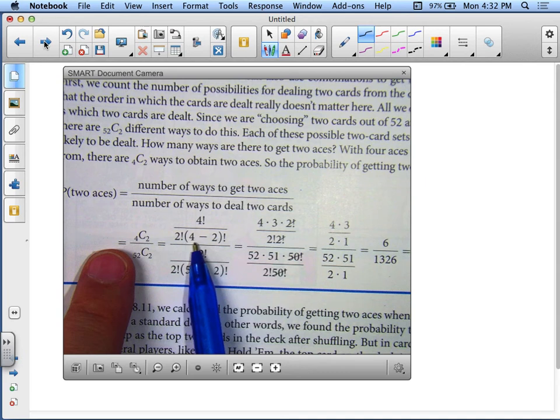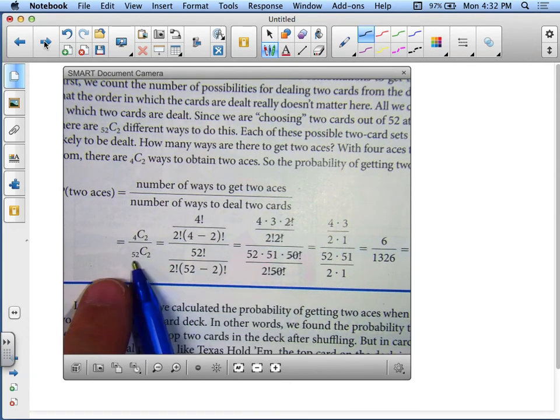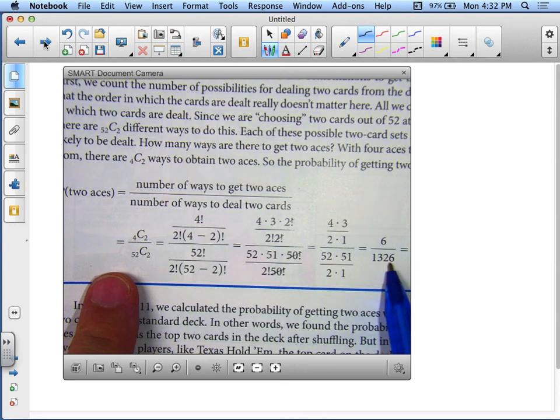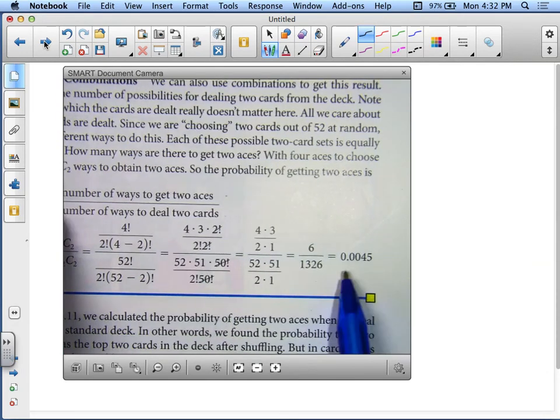And you can see how it plays out. It comes down to 6. On the bottom, I do the same thing. Here's your n factorial, which is 52, divided by k factorial times n minus k factorial, and then I simplify it all the way down to 1326. And then when I divide that out, I get 0.0045.